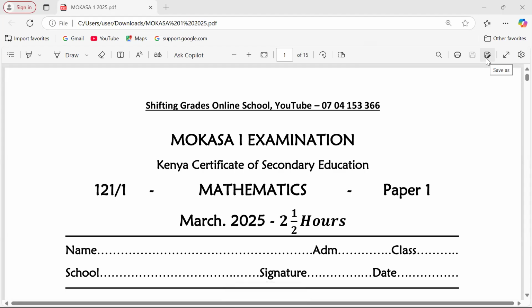We're going to discuss the Mokasa 1, that is 2025, in preparation for the KCC 2025.